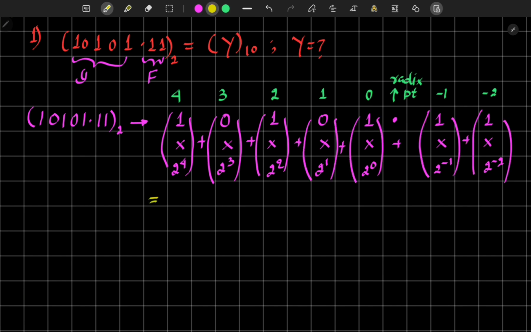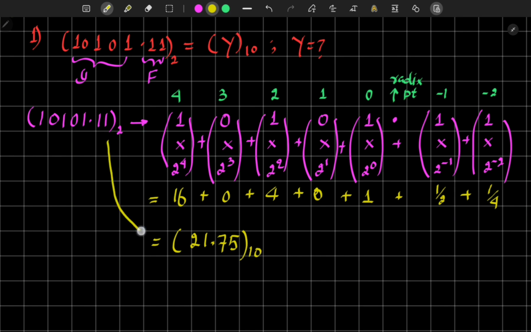This can be simplified as 16 plus 0 plus 4 plus 0 plus 1 plus 1 by 2 plus 1 by 4, and this can be simply written as 21.75 in base 10. So this number in base 2 can be written in base 10 as 21.75.